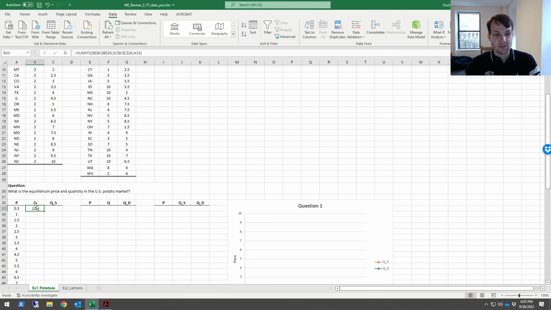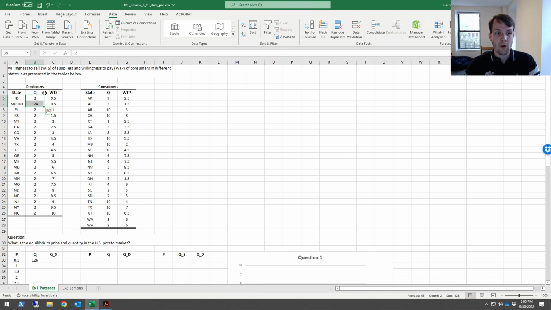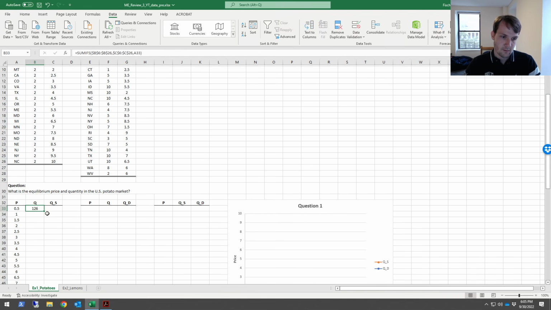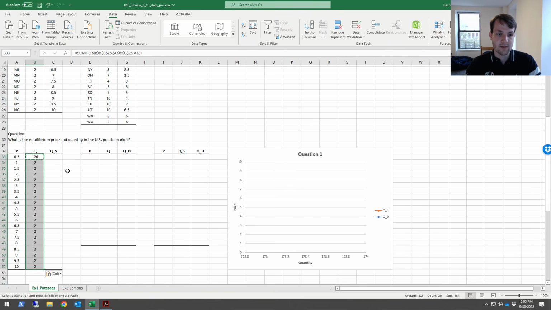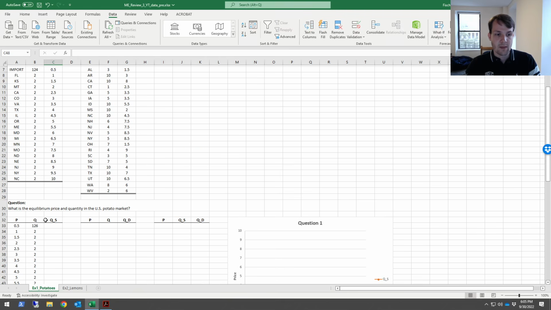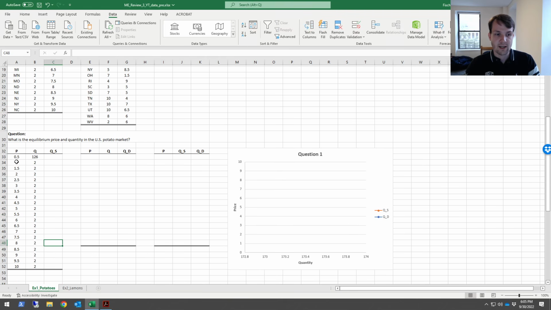So what did this function do? It just computed all the quantity available by suppliers that are willing to sell at 0.5. Now we can just drop this down for all of them. Everything else is unique, so it's just 2 for each additional 50 cents. But this is obviously not the aggregate. This is how many units are going to be sold by sellers that have a willingness to sell of 1. This is not really the quantity that's going to be in the market.